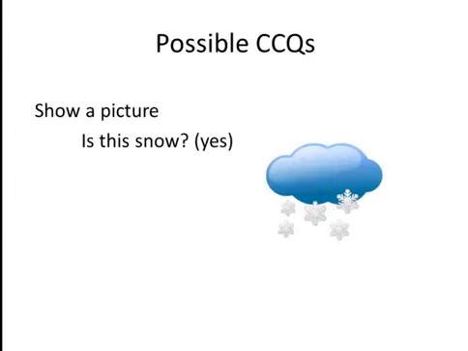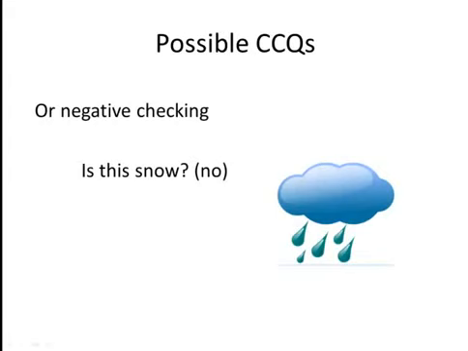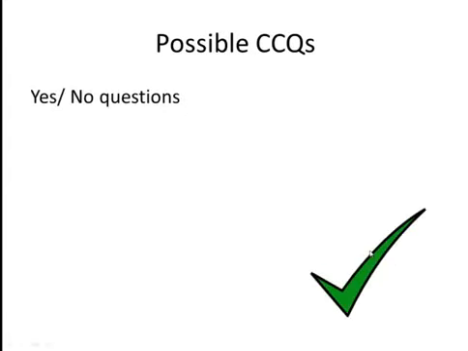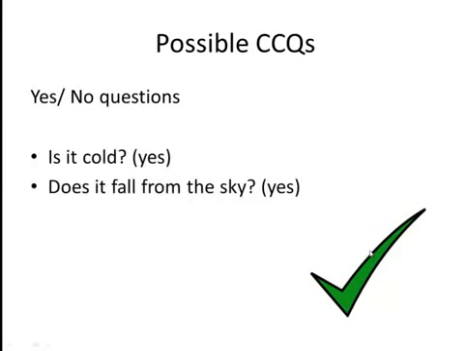There's a few possibilities. Of course, the easier one is to show a picture. Is this snow? You can't see it very well, I'm afraid, in that white background, but the answer is yes. You could also do this in the negative. Is this snow? No, it isn't. You can also ask yes or no questions, things like this. Short yes no questions are often the ones that people do ask.